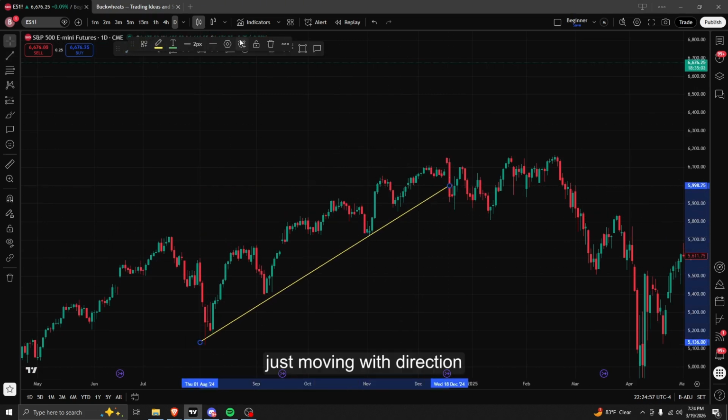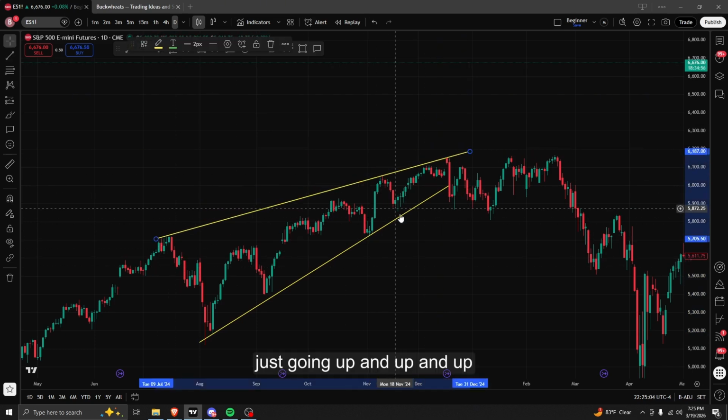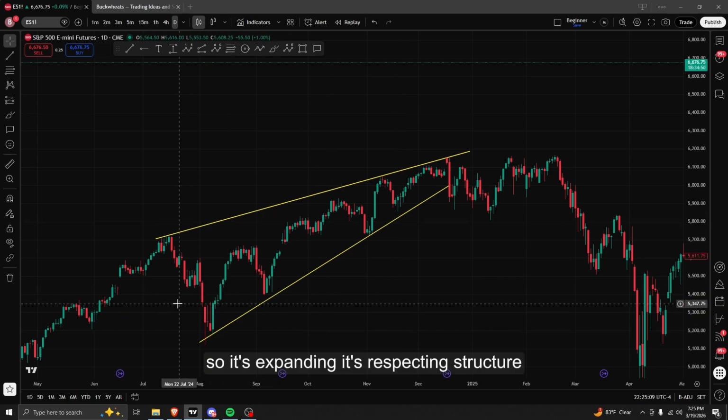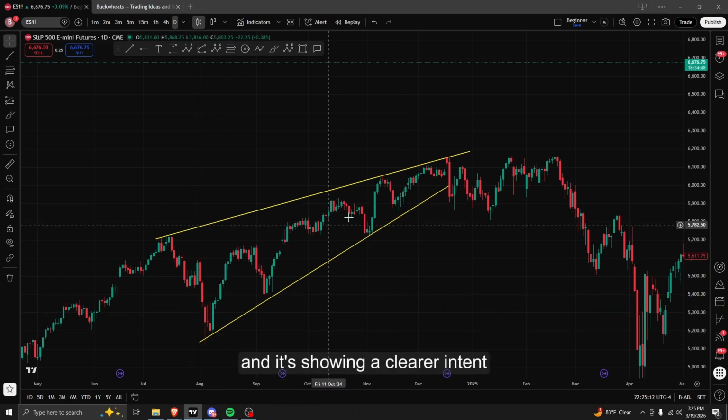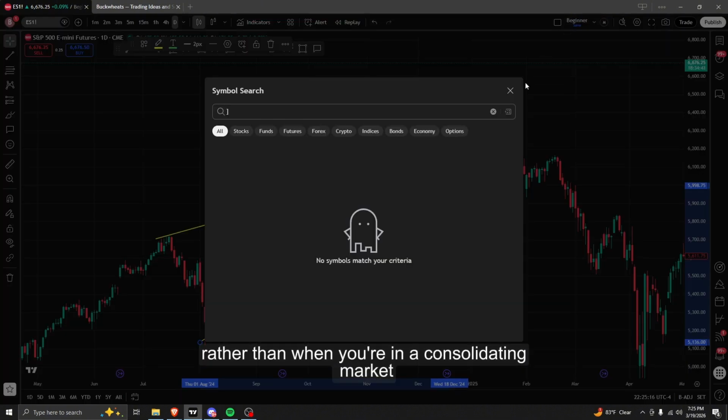It's just moving with direction. It's pretty linear, and it's just going up and up and up. So it's expanding, it's respecting structure, and it's showing a clearer intent, rather than when you're in a consolidating market.